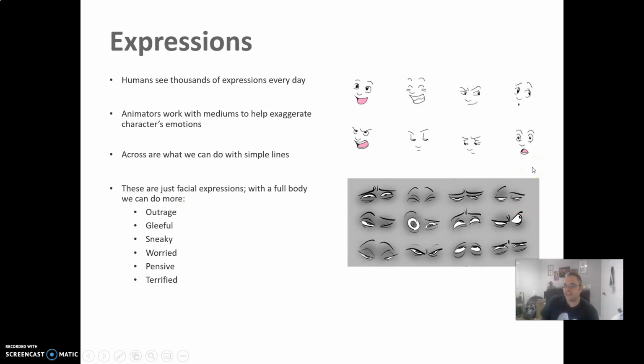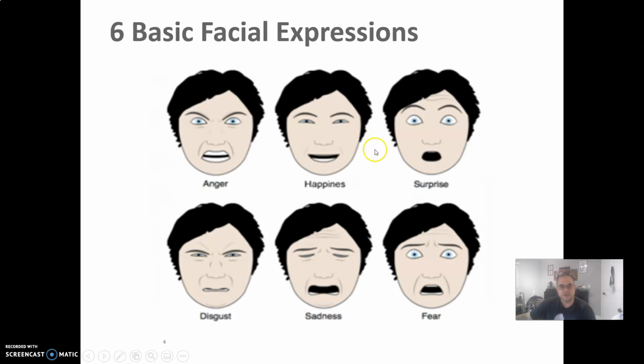And when we add body expressions into it and we add the full body itself, we can create so many more complex emotions such as outrage, gleefulness, sneakiness, worry, pensive, and terrified. They all play a part with everything. Now, there's 6 basic facial expressions. Obviously, there's anger. Eyes are very open and direct.